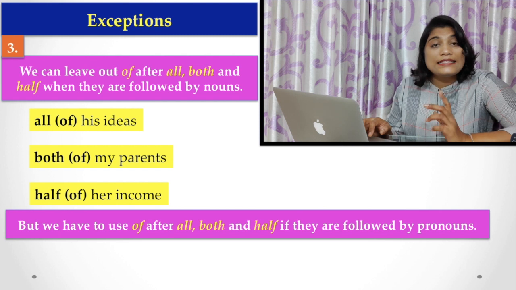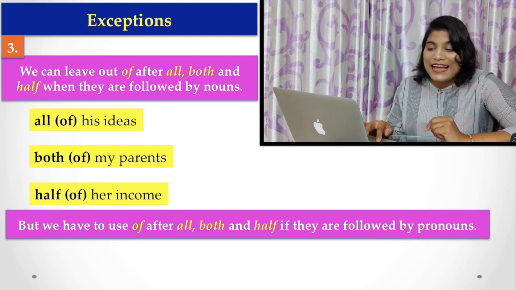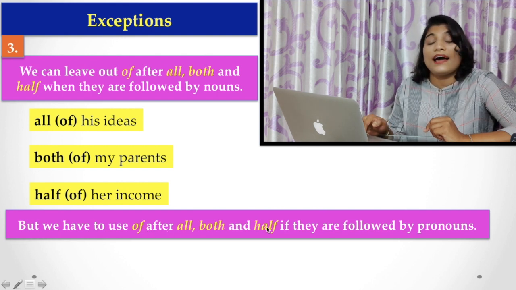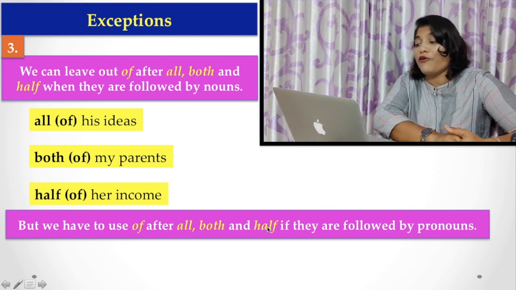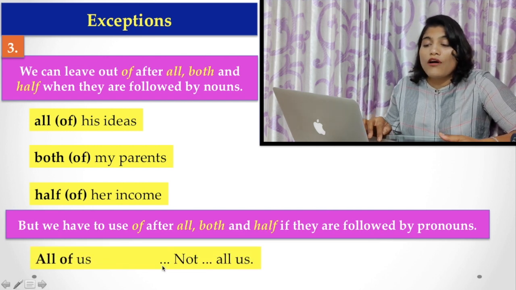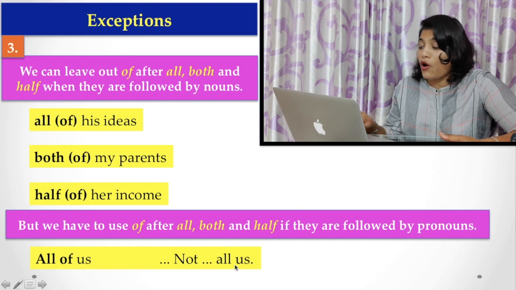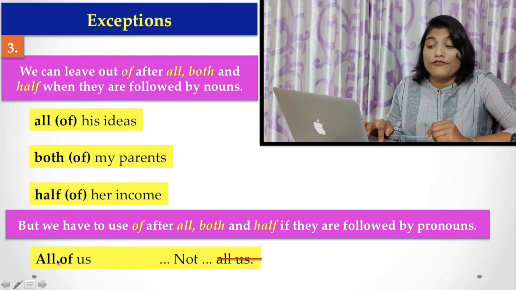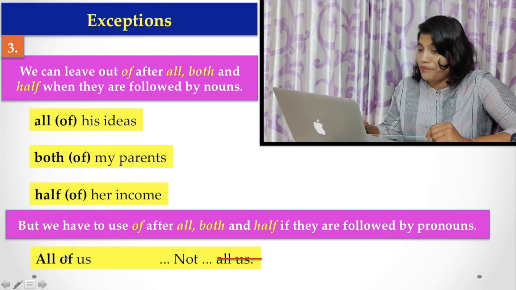But there is an exception too. What is that? We have to use "of" after all, both, and half if they are followed by pronouns. For example, "all of us"; you may not say "all us". This is not correct. If "all" is followed by a pronoun, you must use "of" with them.